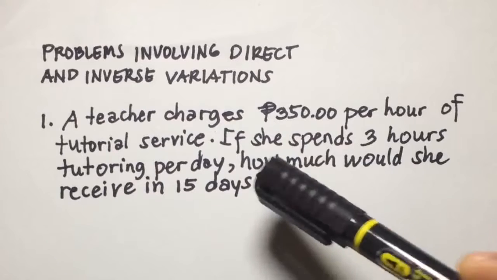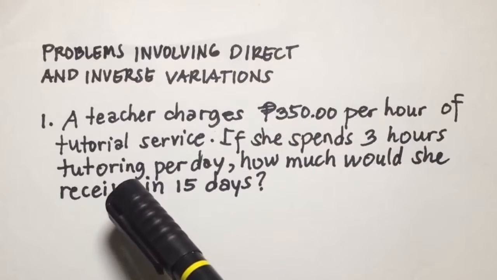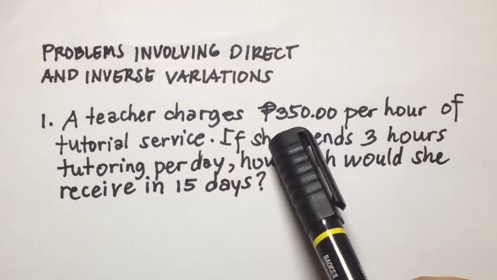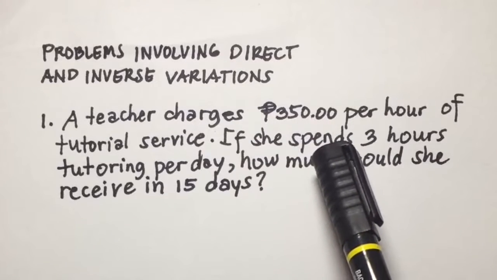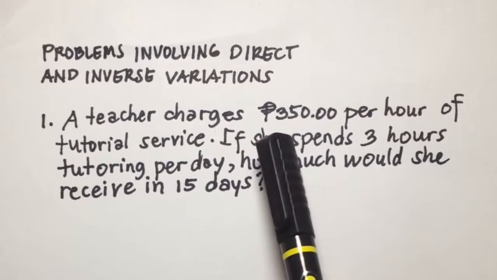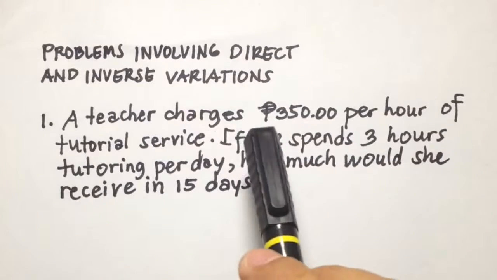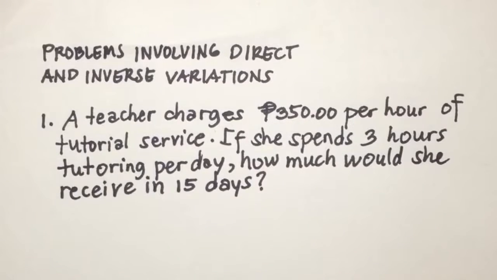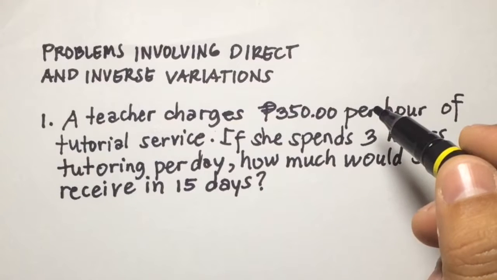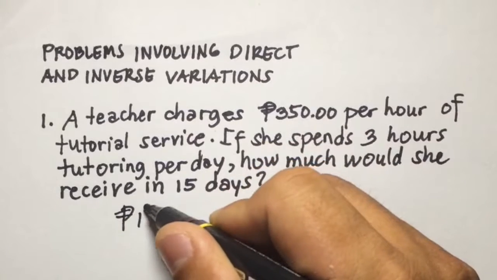Now for this type of problem, you can just solve this one manually. So this is an example of a direct variation problem. The rate of the teacher is 350 pesos per hour. If one day she spends 3 hours, you'll just multiply 350 by 3. So the rate of the teacher is 3 times 350 pesos, that will be 1,050 pesos per day.